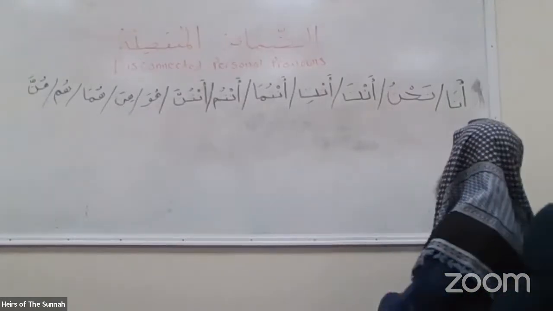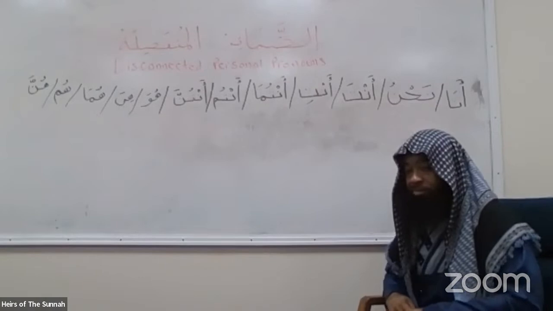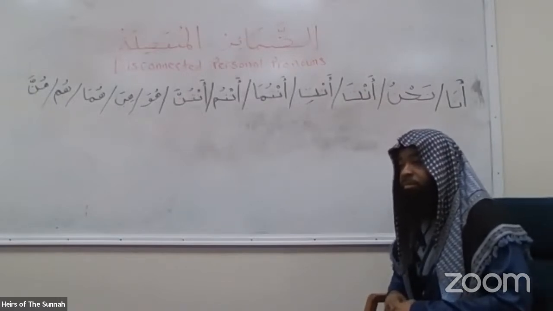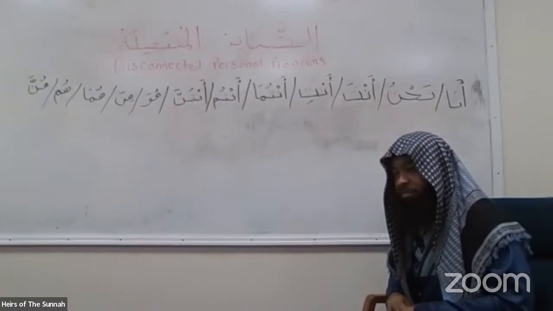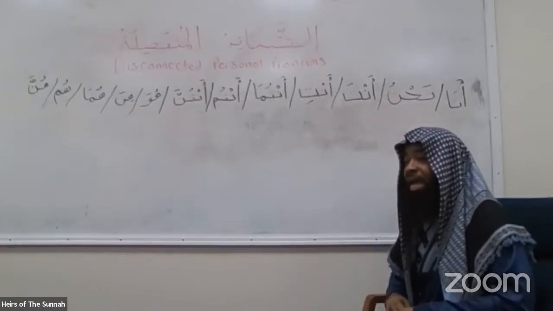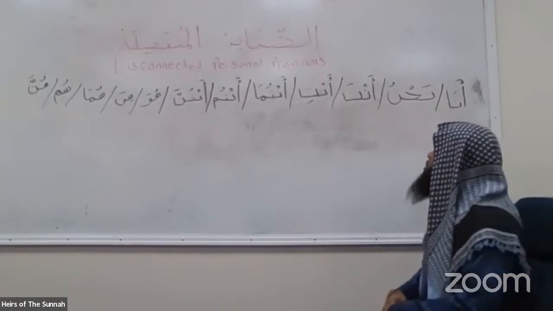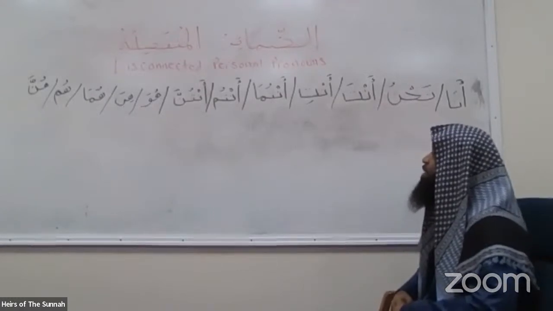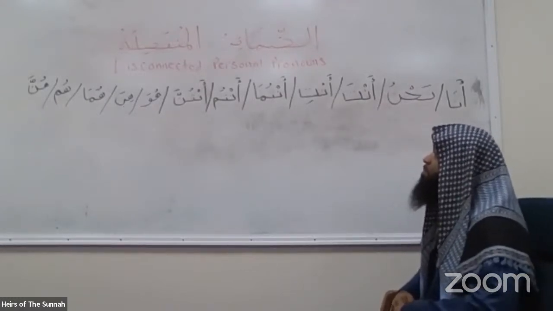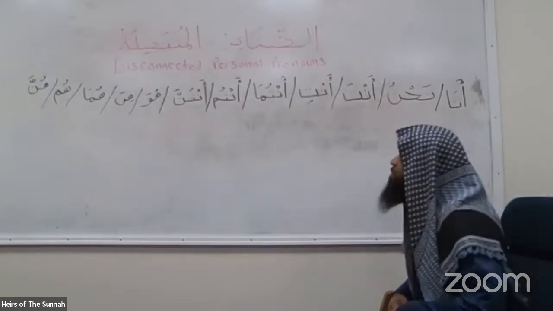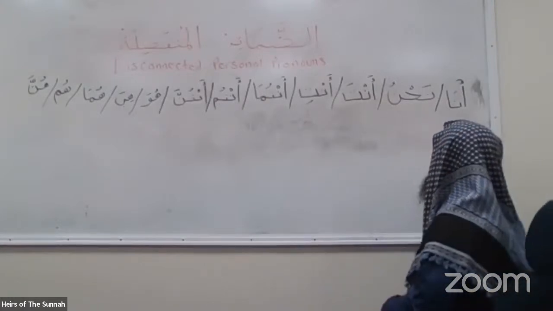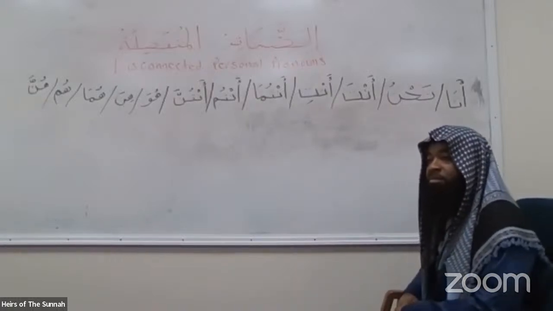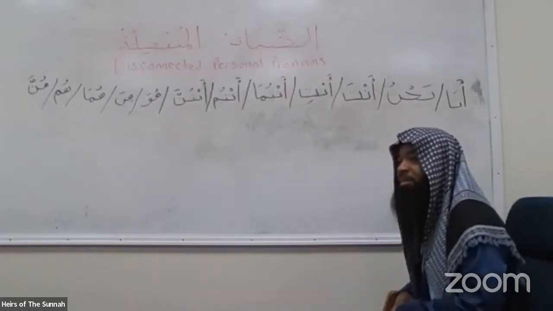Ana. Ana wa nahnu wa anta wa anti. Oh, what's the first one, start over again? Ana, wa nahnu, wa anta, wa anti, wa antuma.